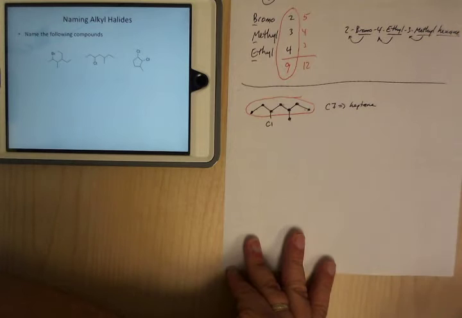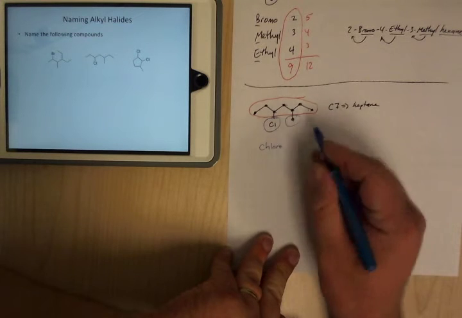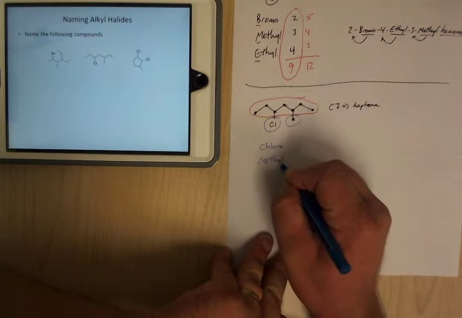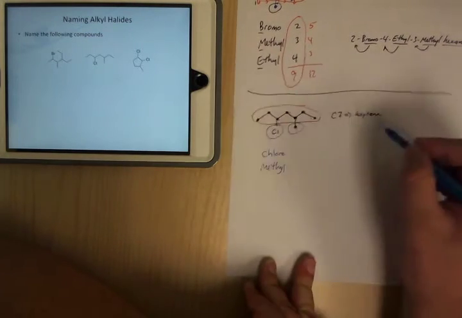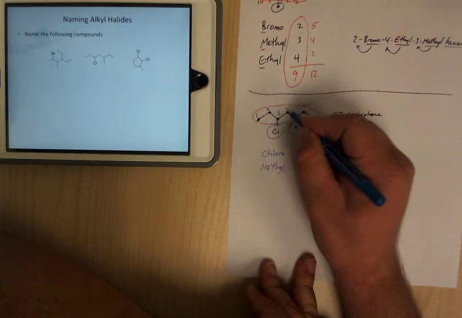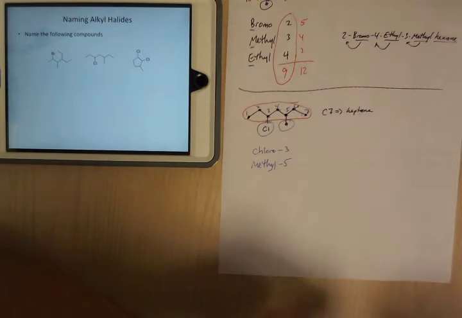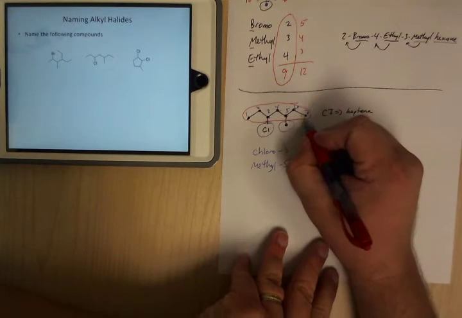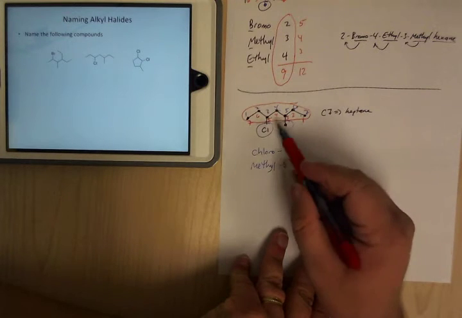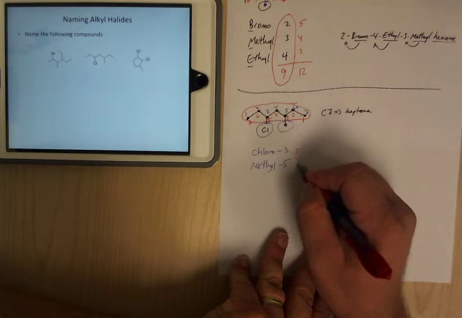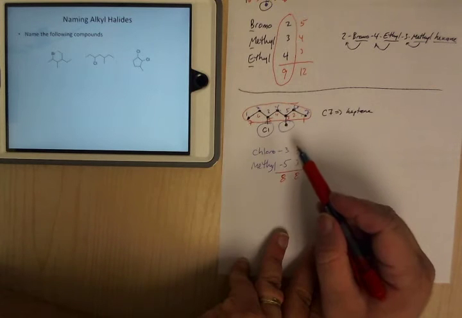Then the functional groups are that chloro and this methyl. So we need to do left and right. If we do 1, 2, 3, 4, 5, 6, 7, the chloro is 3 and the methyl is 5. And if we do 1, 2, 3, 4, 5, 6, 7 from the other side, here the chloro is at 5 and this one's at 3. We add them up, they're both 8. So we have an absolute tie and there's no way that we can break it.